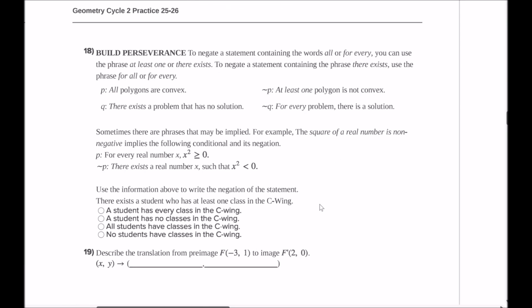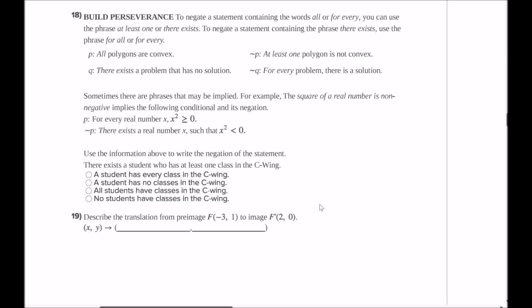Okay. Number 18, it says, to negate a statement containing the words all or for every, you can use the phrase at least one or there exists. To negate a statement containing the phrase there exists, use the phrase for all or for every. So they give you a bunch of statements. They say P, all polygons are convex. And then they give you an example. If you want to negate that, you would say at least one polygon is not convex, basically.